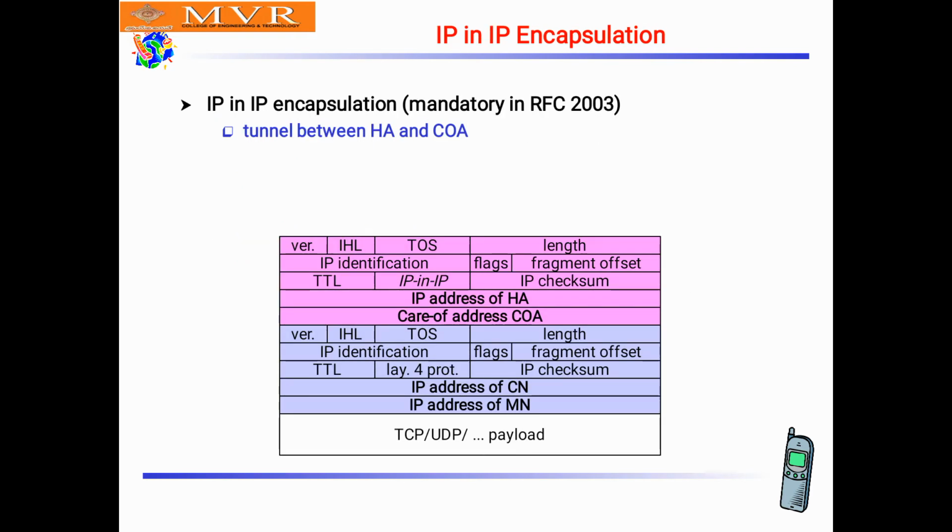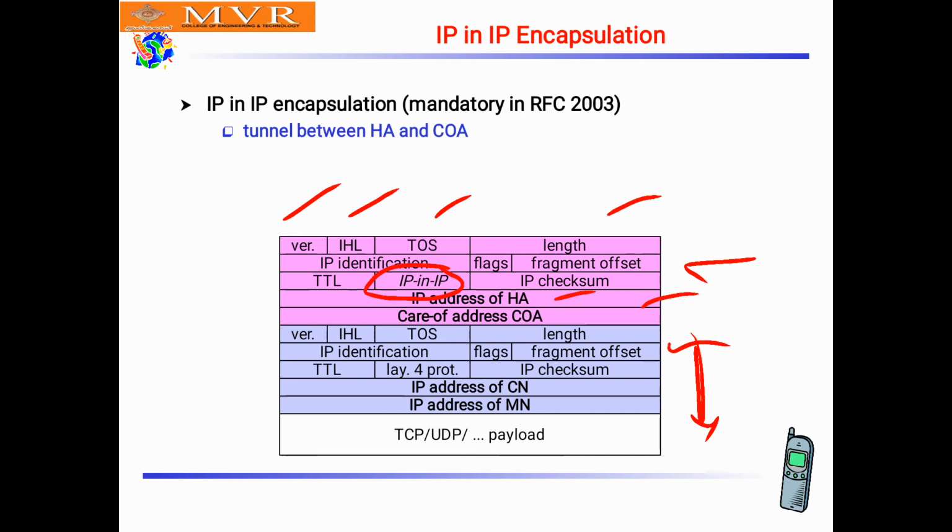The first type, IP in IP encapsulation, is like this. It is the tunneling between the home agent and the care-of address. In this, the version, IHL, TOS and length, the identification, flags and fragment offset are there. Here the IP in IP will be encapsulated based on the IP checksum. It holds the IP address of the HA and the care-of address. So based on this, the encapsulation of IP in IP is like this.